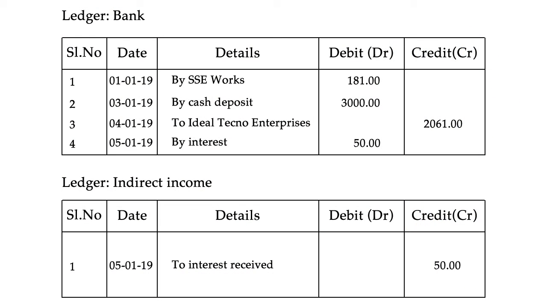Let's see how this indirect income is registered with an example. Say, for example, we already have a current account in a bank and we have some amount in the bank, and for that amount in the current account the bank gives us interest of 50 rupees. Let's see how this 50 rupees transaction is registered in our ledger. Here bank is debited by 50 rupees and the indirect income ledger is credited by 50 rupees.